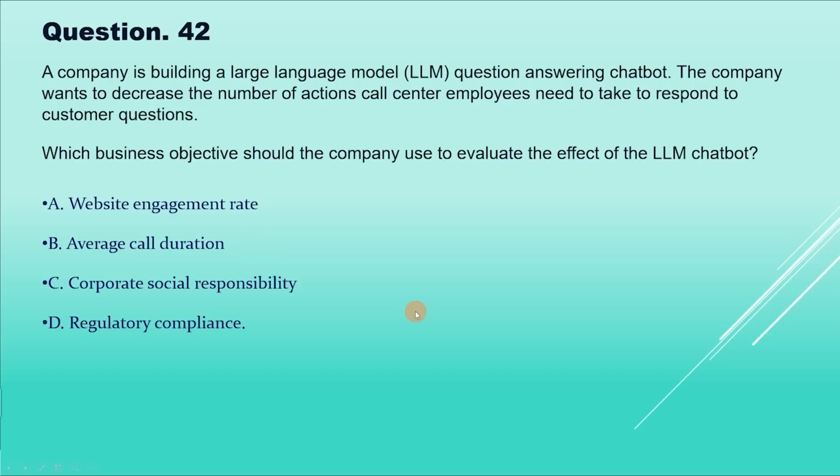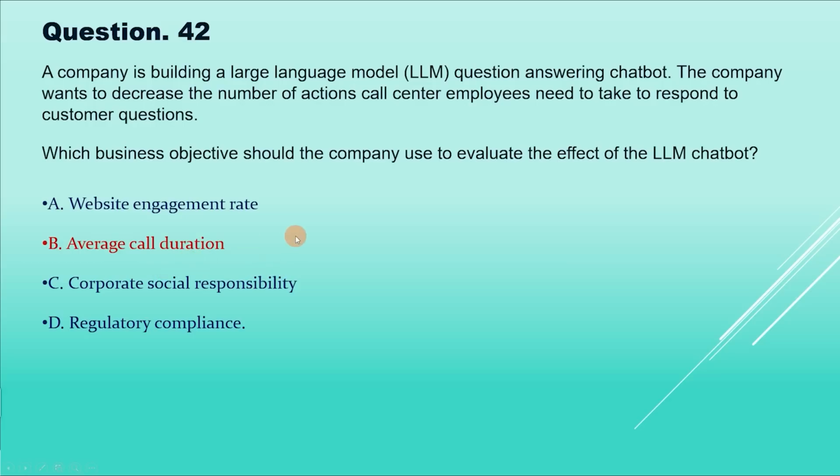And the correct answer here will be option B, average call duration. Because average call duration is a key metric for evaluating efficiency of a question answering chatbot in a call center environment. And by reducing the number of actions employees need to take, the chatbot can help streamline customer interaction, resulting in shorter call duration. So option B is correct here.